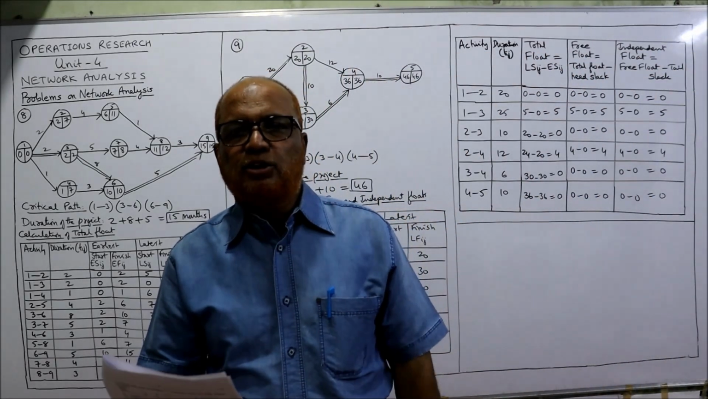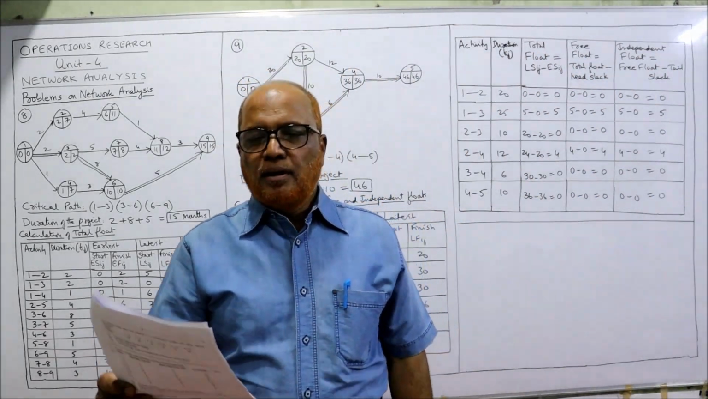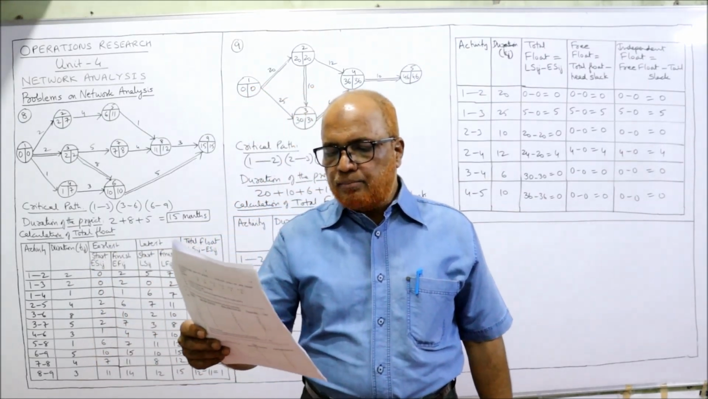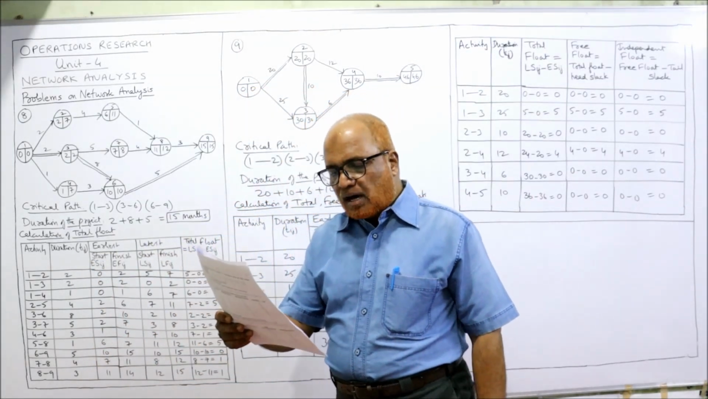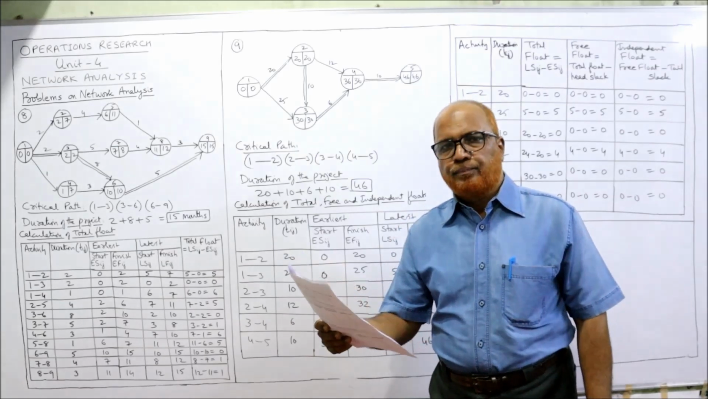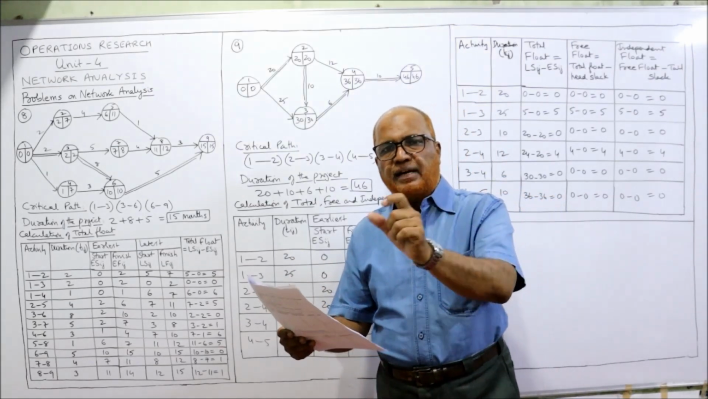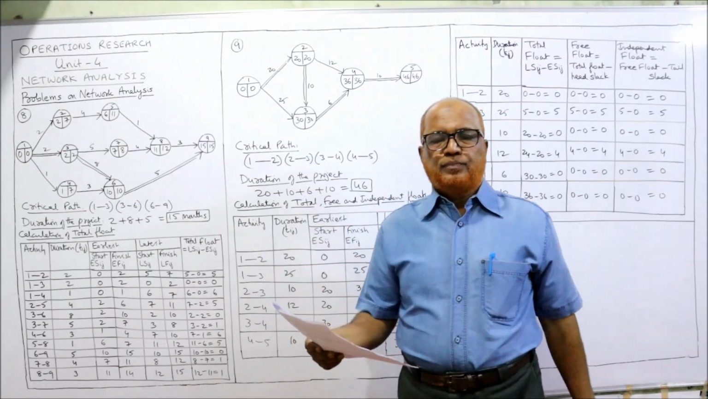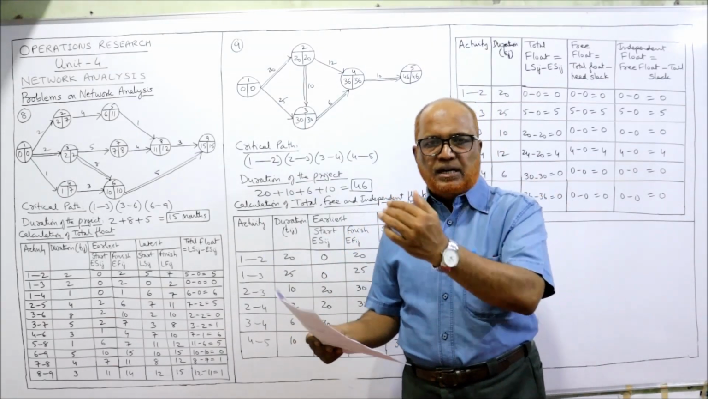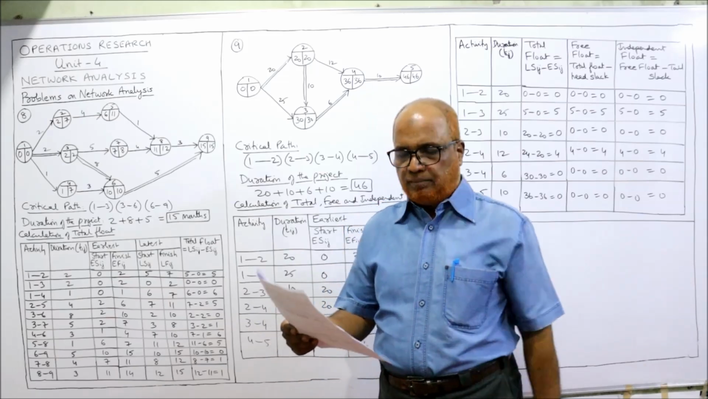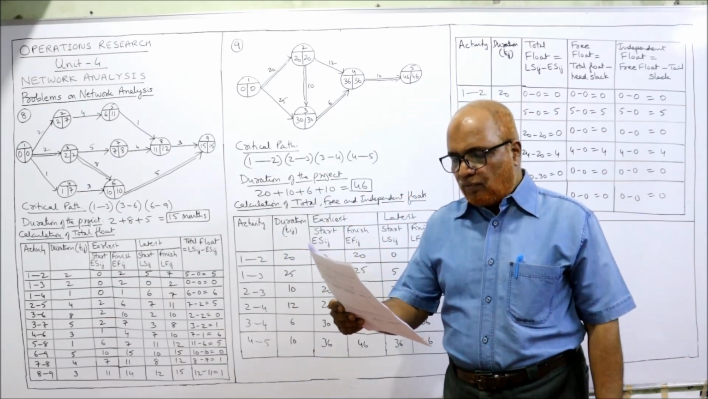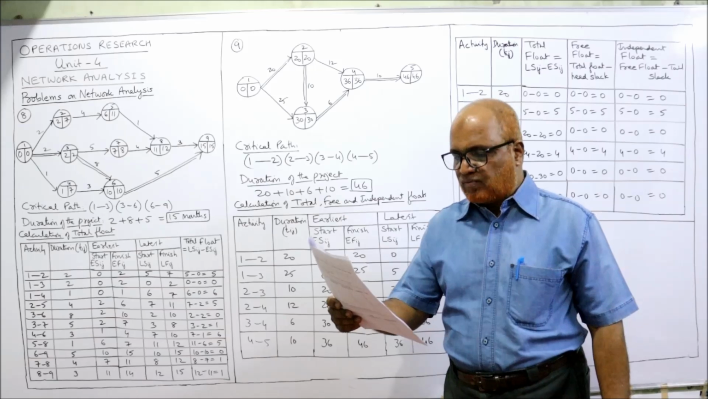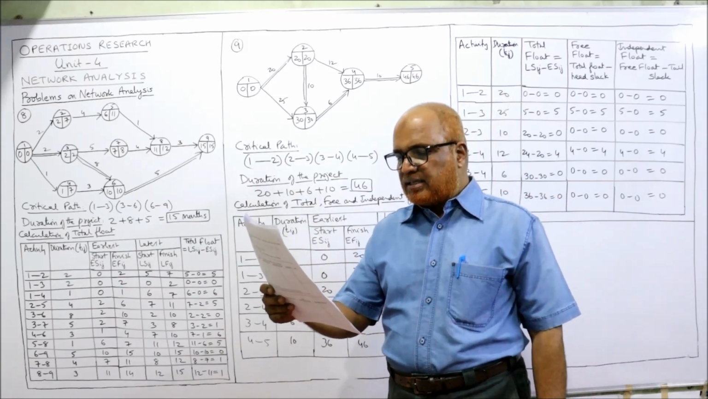Now, see the eighth problem. A project has the following time schedule. The activities are given: 1 to 2, 1 to 3, 1 to 4, that means starting from the first event, three activities are bursting out from the first event. Then 2 to 5, 3 to 6, 3 to 7, 4 to 6, 5 to 8, 6 to 9, 7 to 8, 8 to 9.